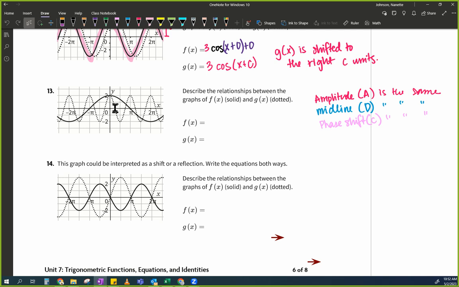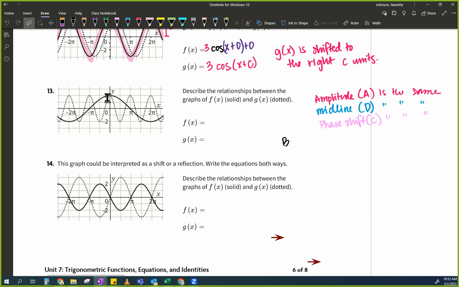Okay, so let me just fill this out. I'm going to make this a cosine graph, just like I said. Let's see. It's 2 cosine, right? You guys all agree with me? My B is going to go right there. I don't have a phase shift and I don't have a midline. Okay, so let's figure out our B.